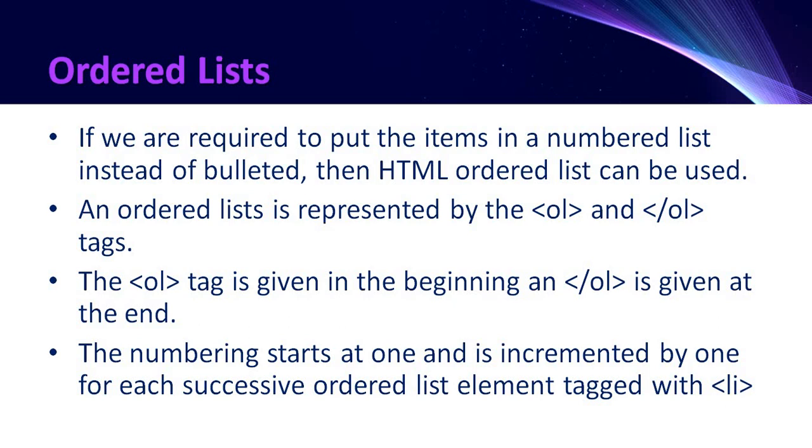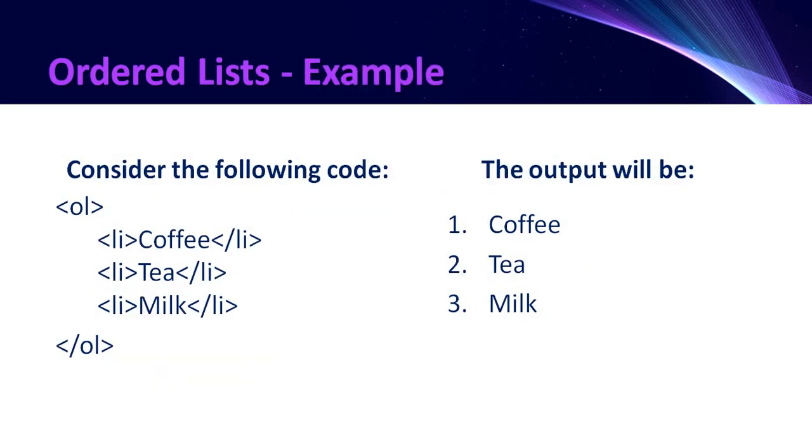And the other variations we have to specify in the special attributes. See, this is the sample coding and its corresponding output. So this is the OL tag. I have not given any specification for my numbering, so by default it will appear as 1, 2, 3.